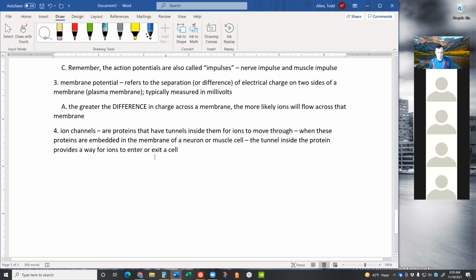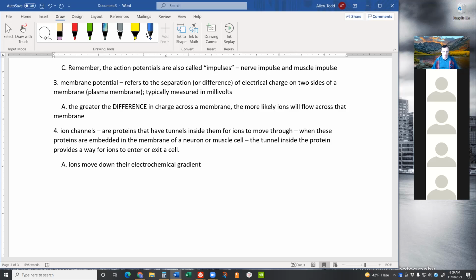Okay, so let me just read my own notes. Sometimes I type too fast and I bugger it up. Ion channels are proteins that have tunnels inside them for ions to move through. When these proteins are embedded in the membrane of a neuron or muscle cell, the tunnel inside the protein provides a way for ions to enter or exit a cell. Okay, ions tend to move down their electrochemical gradient. So let's say it this way: ions move down their electrochemical gradient.